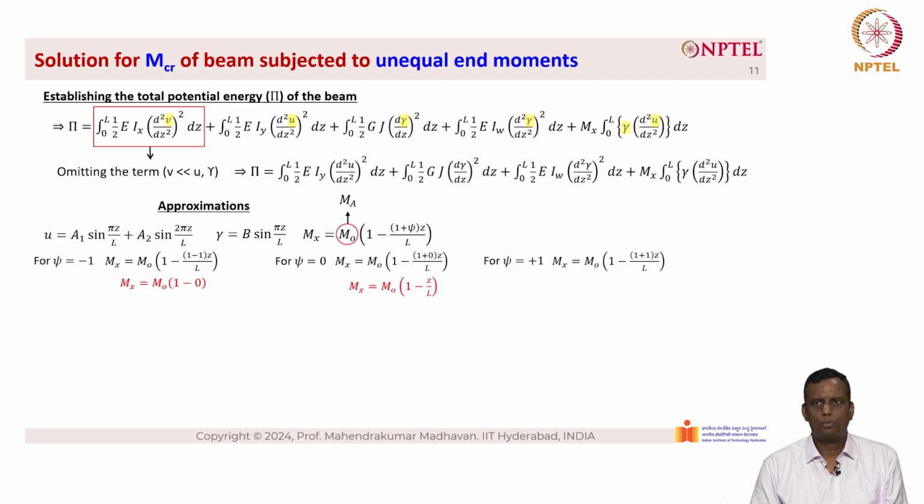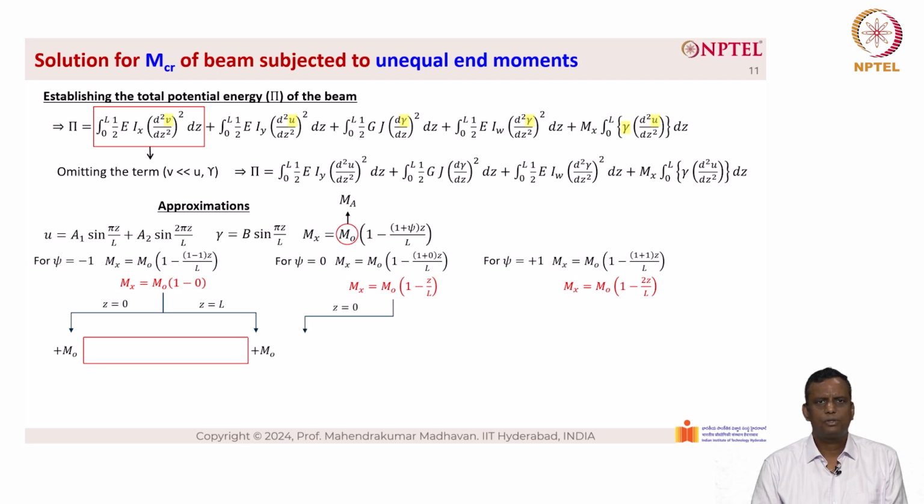For psi equal to plus 1, we have Mx equal to M0 into (1 minus (1 plus 1) into z by L), which is equal to Mx equal to M0 into (1 minus 2z by L). So for psi equal to 1, at z equal to 0, we have plus M0. Similarly, at z equal to L, we have another plus M0, which leads to a uniform bending moment diagram.